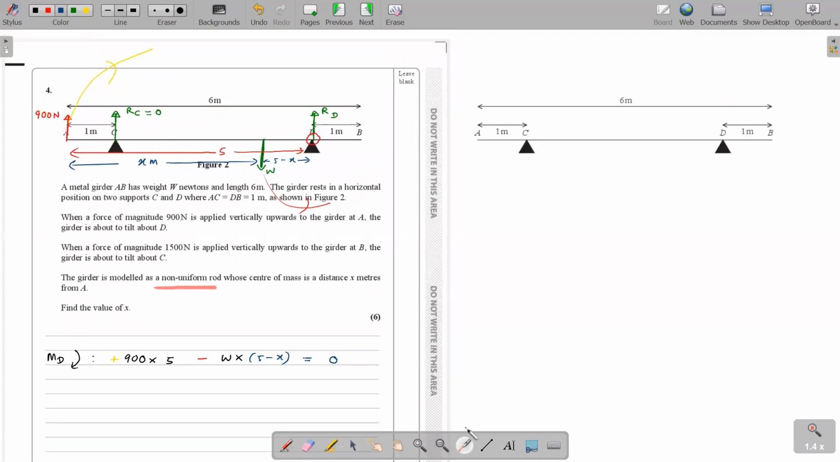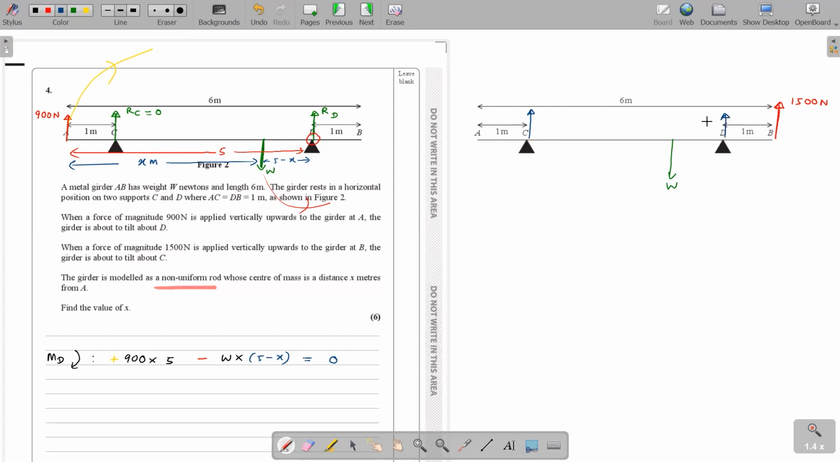So we'll go to the other one, mark the forces again. When a force of magnitude 1500 Newton is applied vertically upwards to the girder at B. Okay, so now you go to B and give a 1500 Newton force upwards. And then you still have the weight at the unknown position here, W. And again, you still have your two normal reactions, but the normal reaction values might not be the same as the earlier ones.